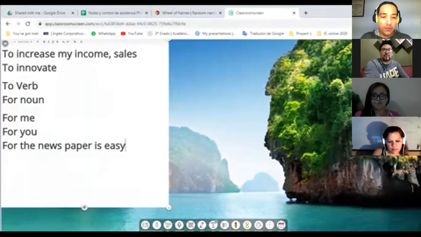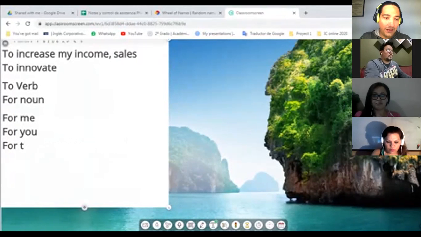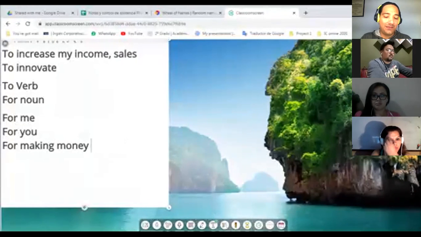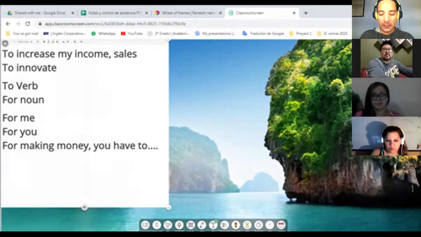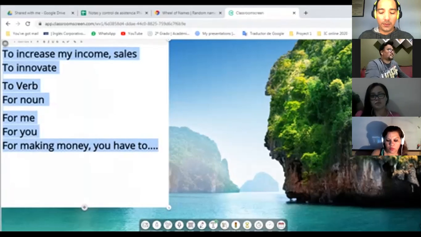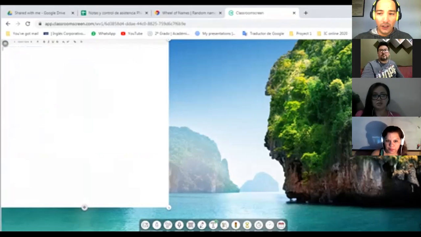Be careful. You can also activate the verb and say, for making money, you have to work hard, for example. You got it? For making. You can add a verb with -ing after "for." We'll be using "for" with purpose.